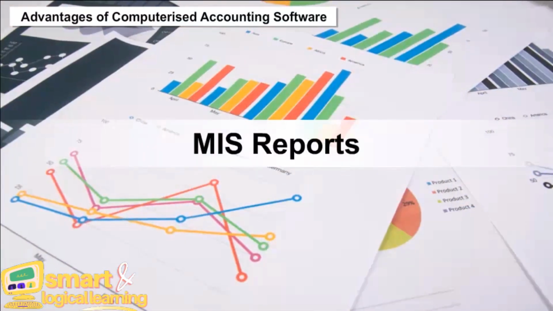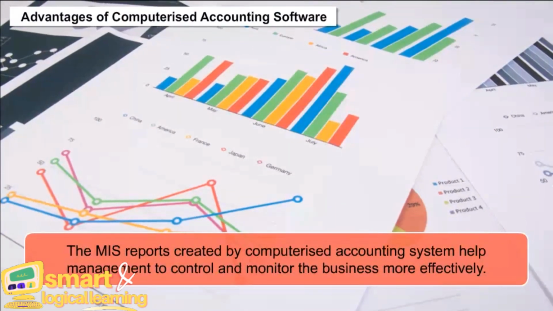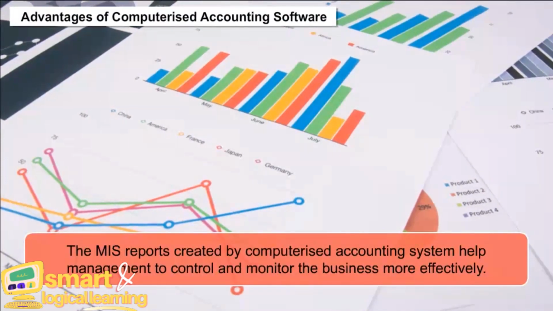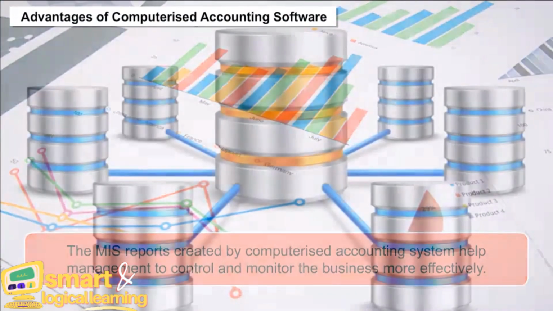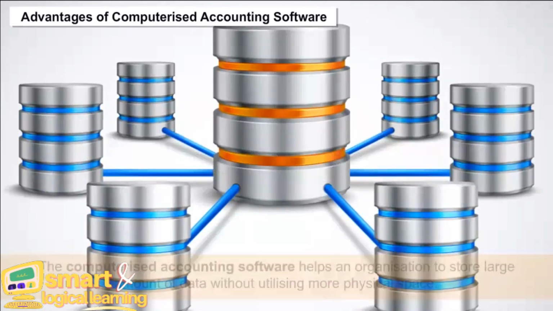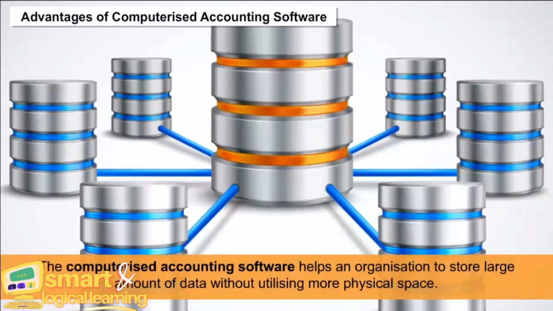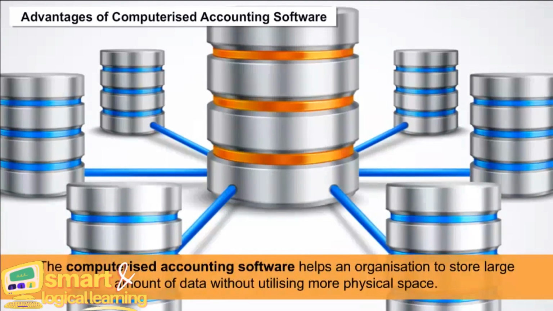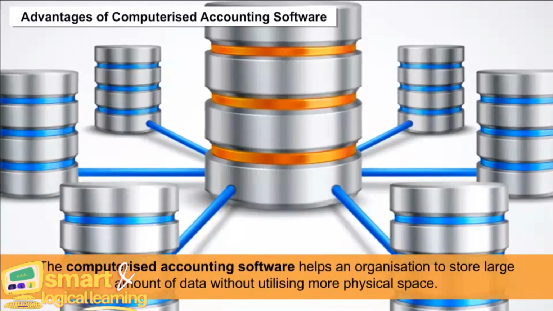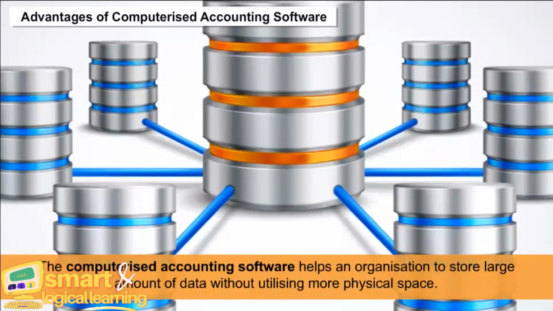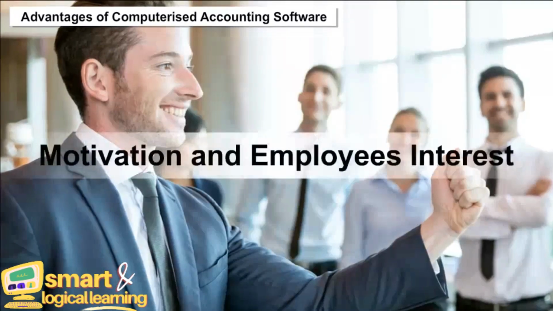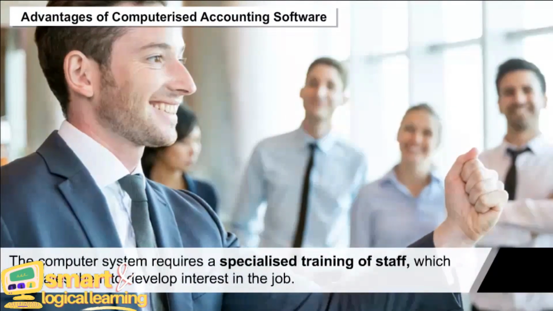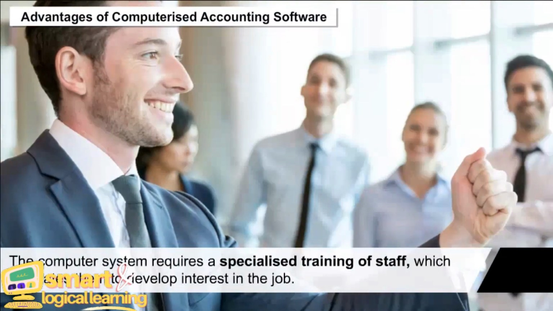MIS reports. The MIS reports created by computerized accounting system help management to control and monitor the business more effectively. Storage and retrieval. The computerized accounting software helps an organization to store large amounts of data without utilizing more physical space, and data can be easily retrieved as and when required by the user. Motivation and employees' interest. The computer system requires specialized training of staff, which motivates them to develop interest in the job.